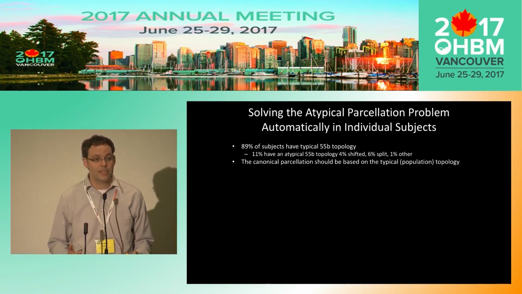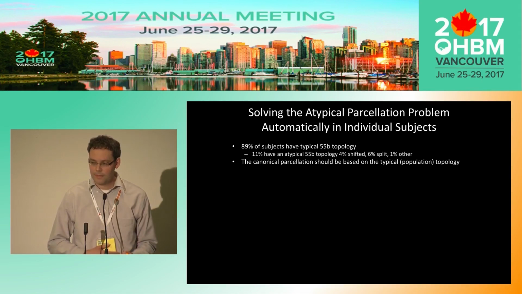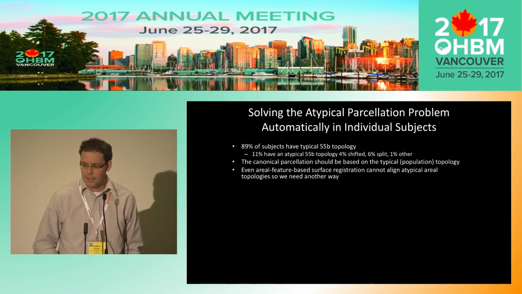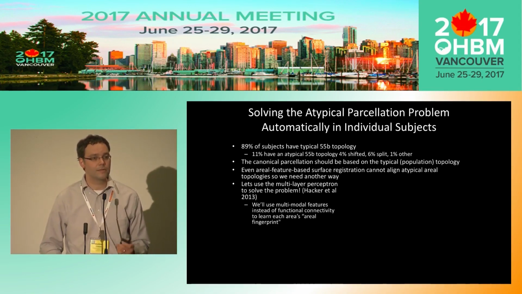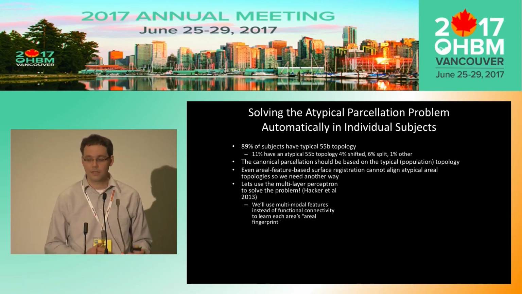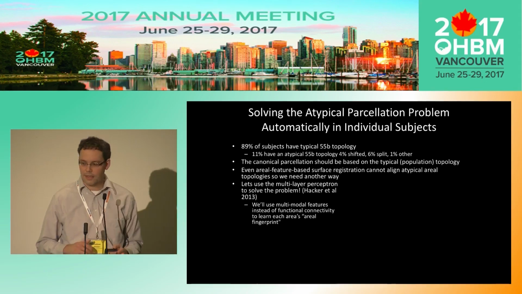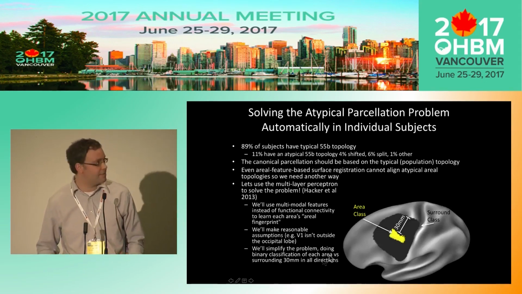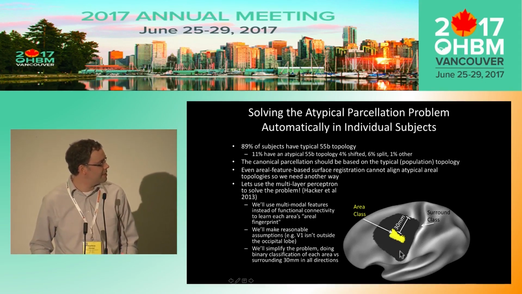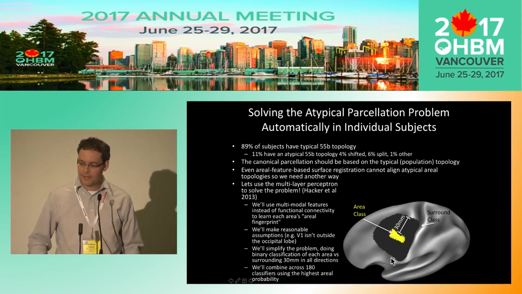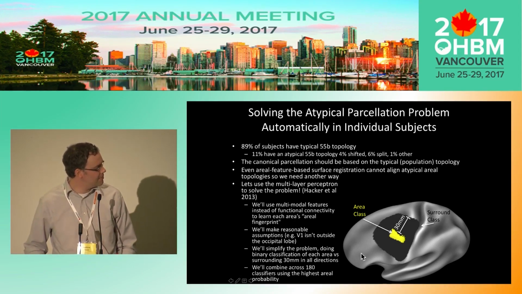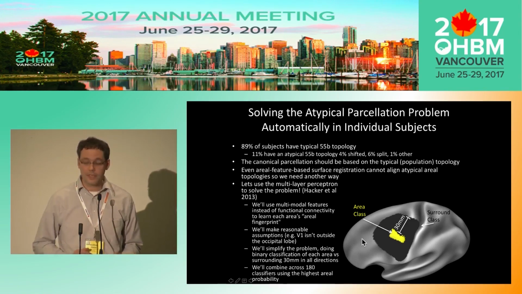We want the canonical parcellation to be based on the most common topology, but we've got to have a way of dealing with this. So we'll use the same multi-layer perceptron that Avi already told you about. We'll use the multimodal areal features, so architecture, function, connectivity, and topography, instead of just functional connectivity, to learn each area's fingerprint. Make a few reasonable assumptions. We'll say V1 isn't outside of the occipital cortex, for example, or area 55B is within 30 millimeters in all directions on the surface of its group location. And we'll do a binary classification instead of trying to do all 180 areas at the same time, just to simplify things, and we can combine across classifiers later.